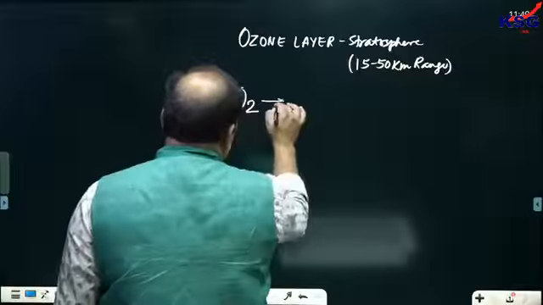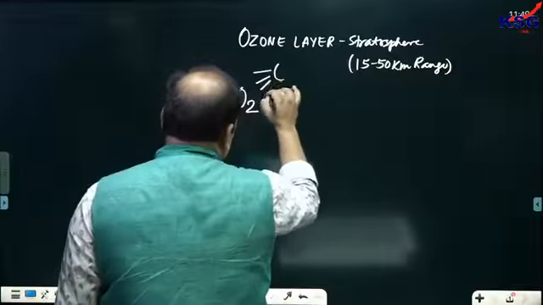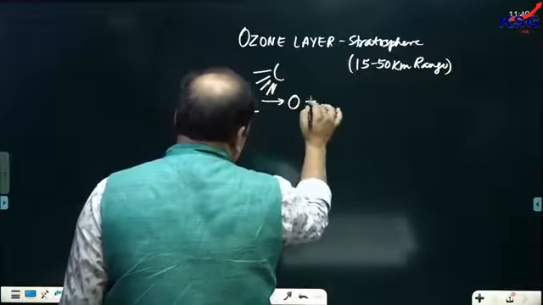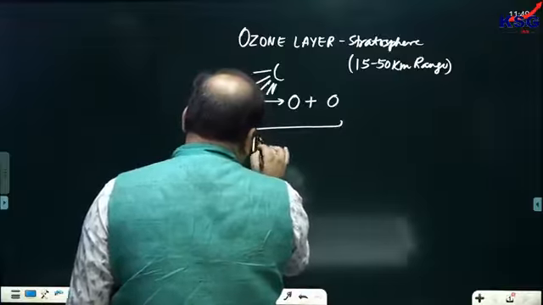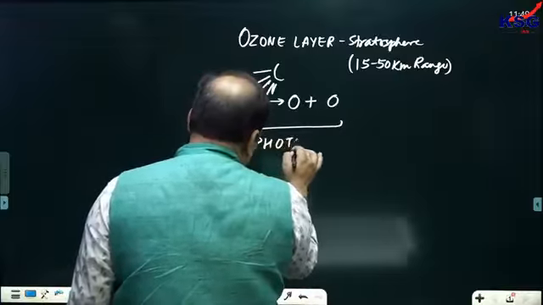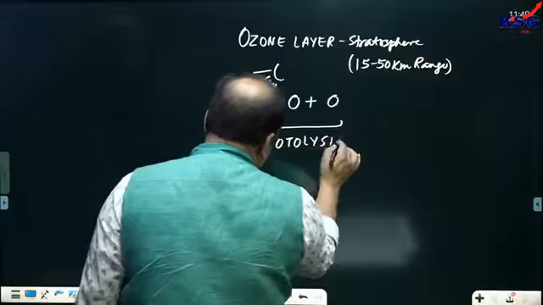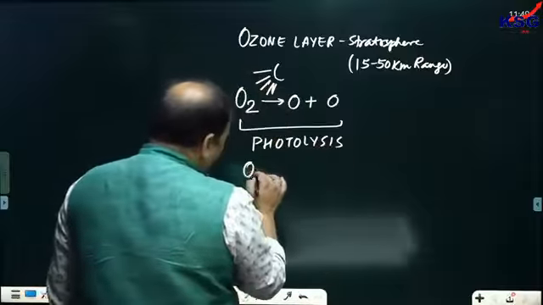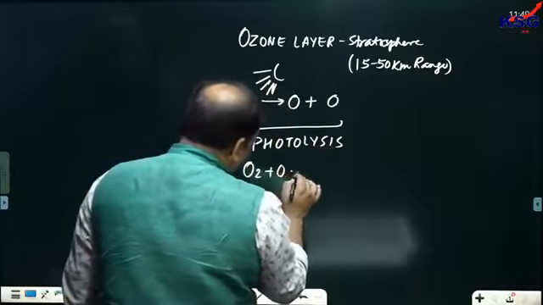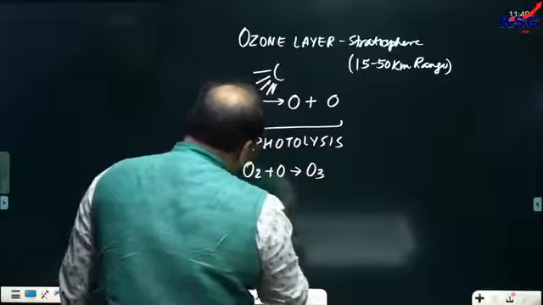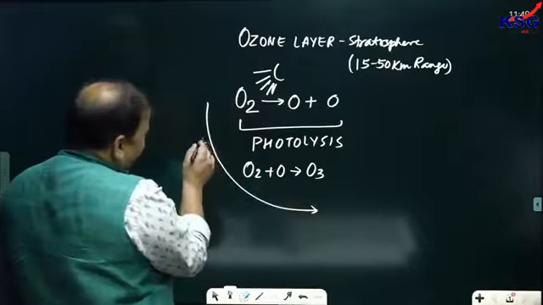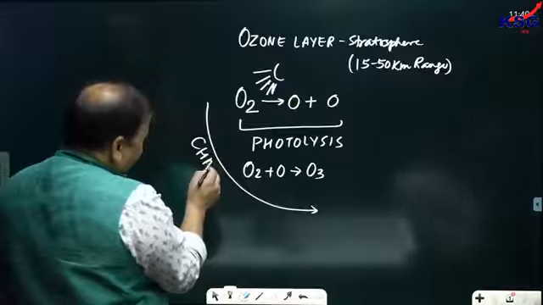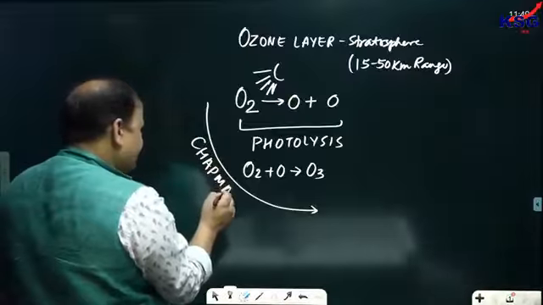So I have said that when solar radiation acts on an oxygen molecule, it splits to form oxygen atoms, O plus O, and this splitting is called photolysis. And again an oxygen molecule joins with an oxygen atom to form O3. So this oxygen-ozone cycle is referred to as the Chapman cycle.